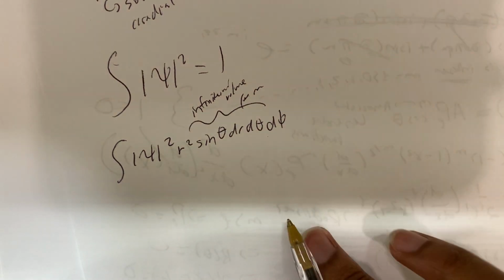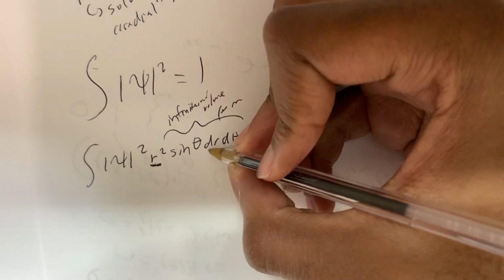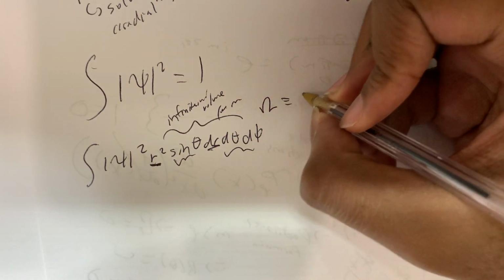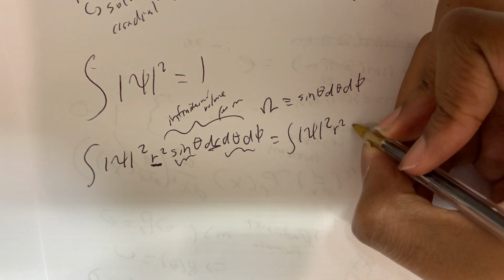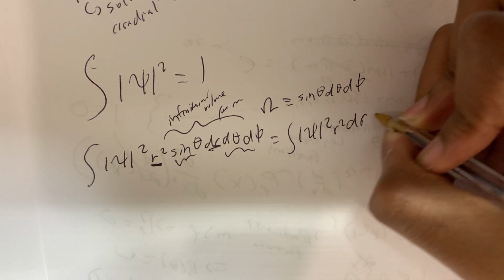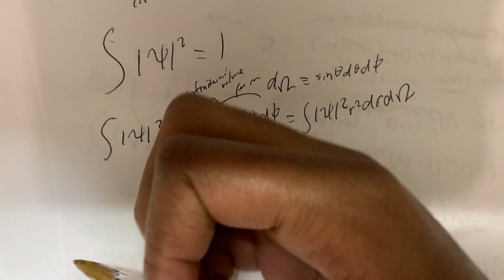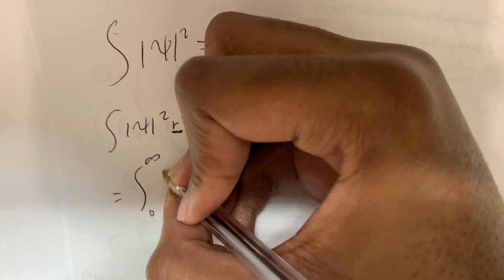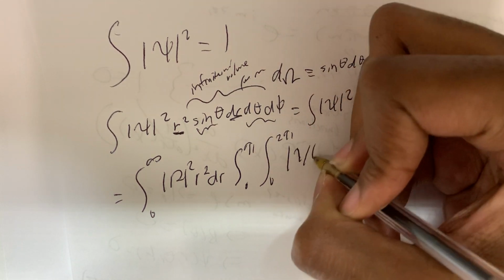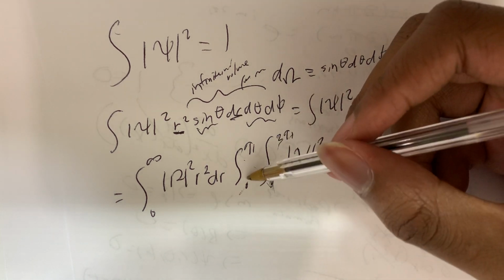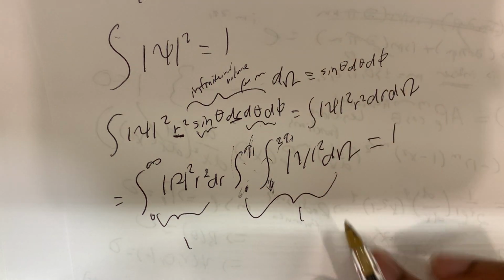That's our infinitesimal volume form. We can make this a bit simpler with a change of variables: keep r squared dr, but define the whole remaining term as d omega, so d omega equals sine theta d theta d phi. Now we have the integral of psi squared r squared dr d omega, and we break this into multiple terms: the integral from 0 to infinity, since that's the range r can take, of r squared dr, times the integral of Y squared d omega, with theta from 0 to pi and phi from 0 to 2 pi. This term has to be 1, and this term has to be 1 as well.